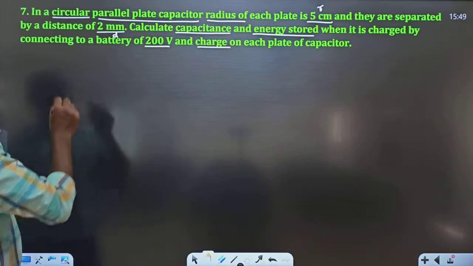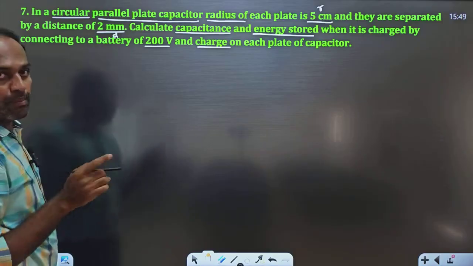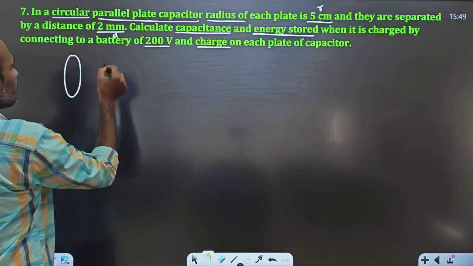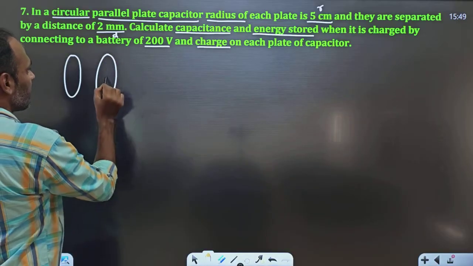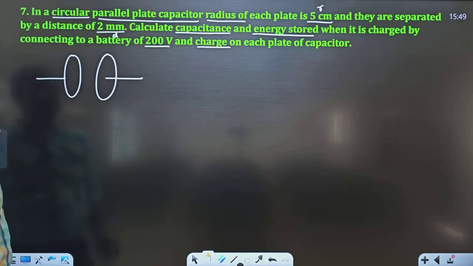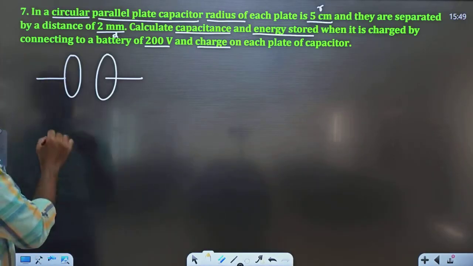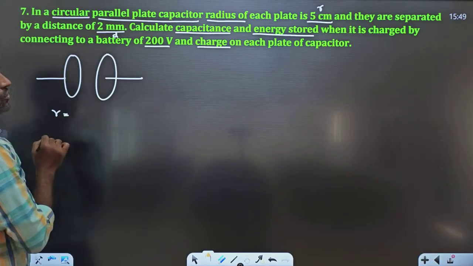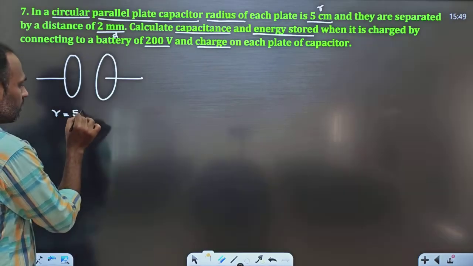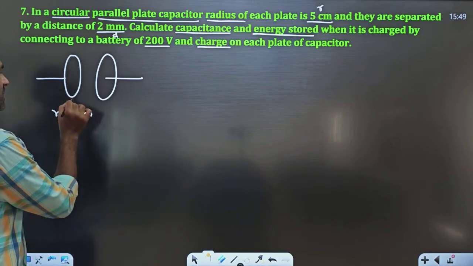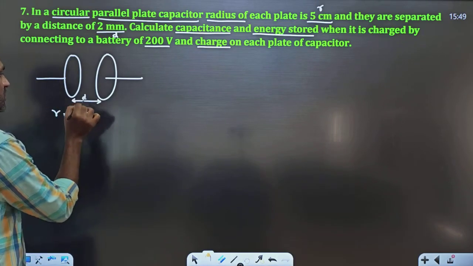Okay. See, this is a parallel plate capacitor only, but the plates are circular. So this is one plate, this is another plate. Correct? So these are the two parallel plates. So this is a parallel plate capacitor where the plates are circular. The radius of each plate is given. The radius of each plate is 5 centimeter. Correct?